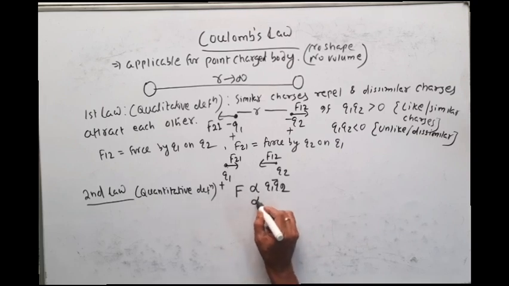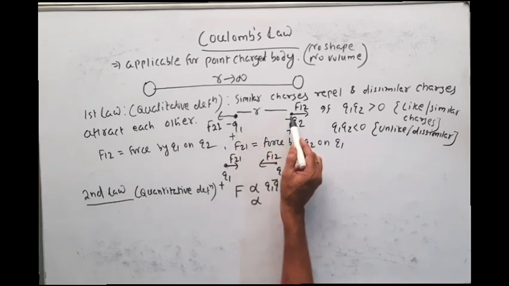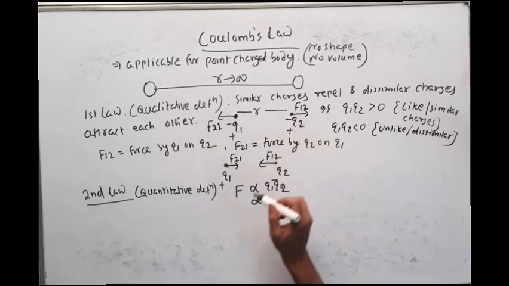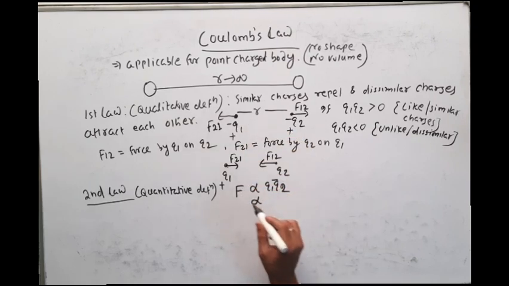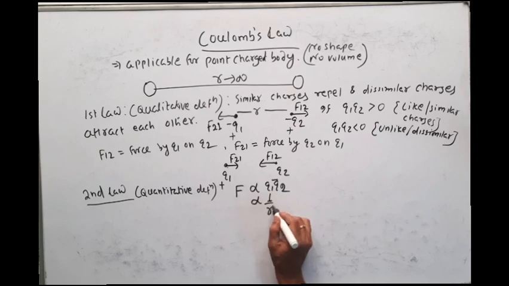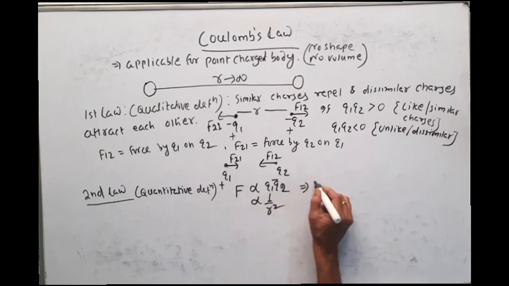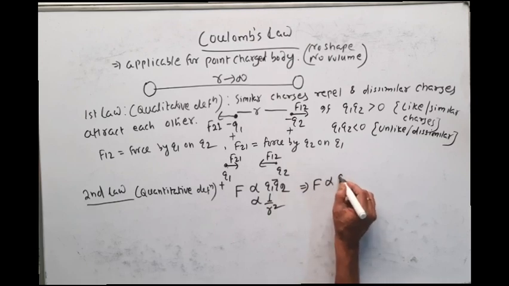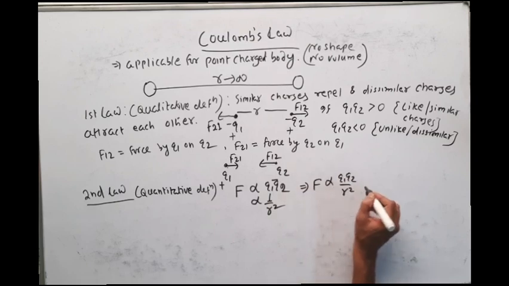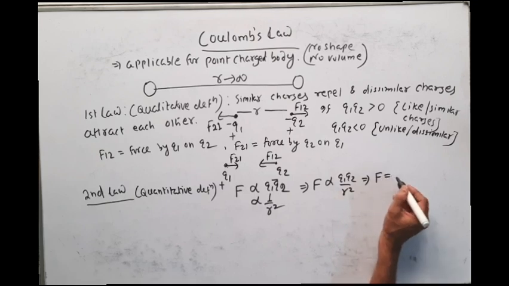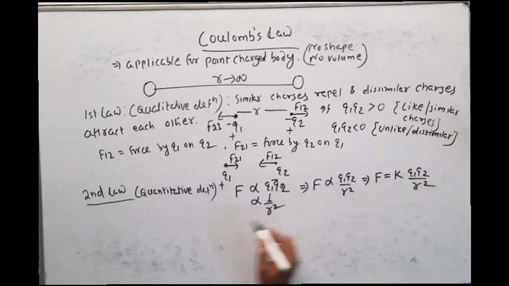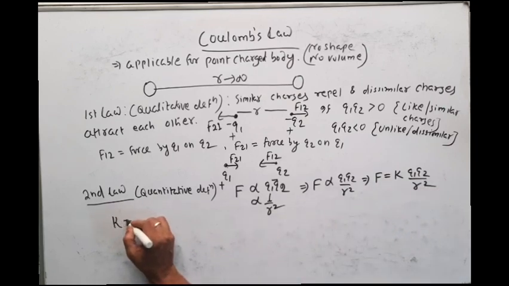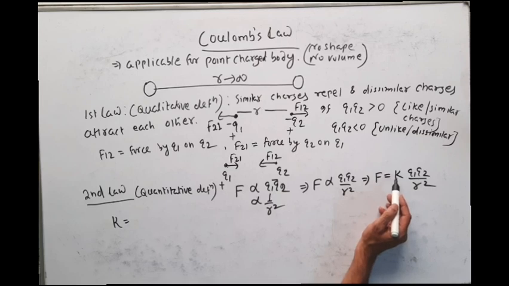Also, it depends upon the distance between the two charges. If distance increases, force decreases. If distance decreases, force increases. So we can say force is inversely proportional to the square of the distance. F is proportional to Q1 Q2 by R square, or F is equal to some constant into Q1 Q2 by R square. This constant K is a proportionality constant.